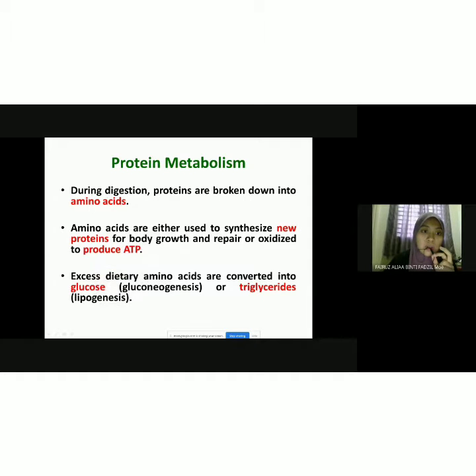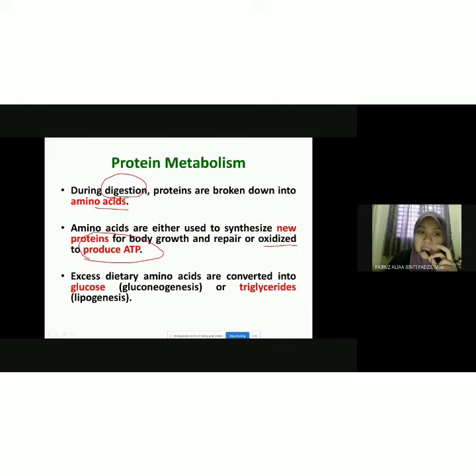Here we can see in the slide, during digestion, proteins are broken down into amino acids, and then these amino acids will be used for synthesis of proteins and also for so many functions. For example, to produce another protein, for body growth and repair, and also oxidized to produce ATP.